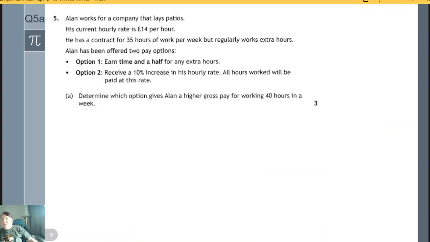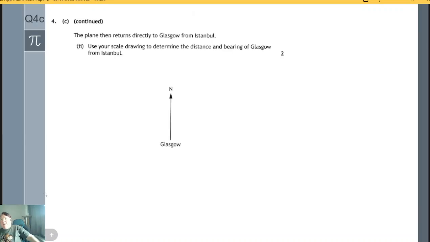No matter how bad your scale drawing is, I went 2 pages. No matter how bad your scale drawing is, you can make it work. You really can, trust me. You will then need to determine the distance and the bearing of Glasgow from Istanbul. So you're going to do from the end back.